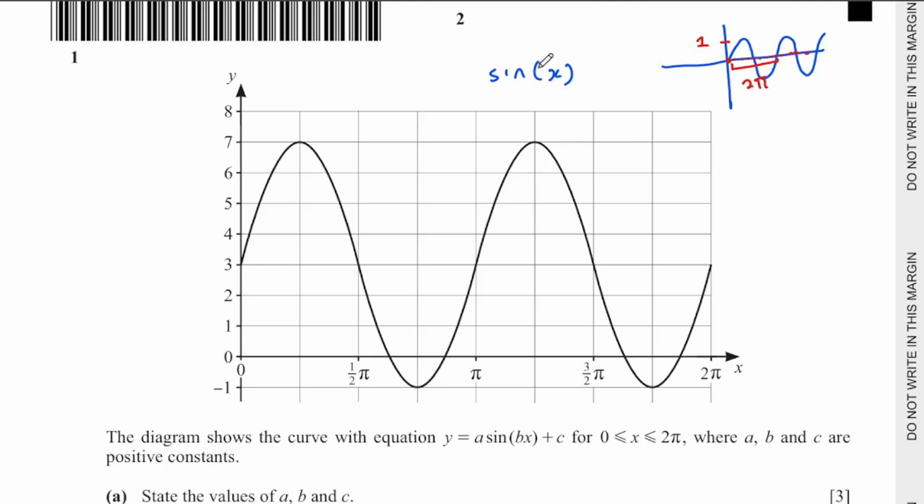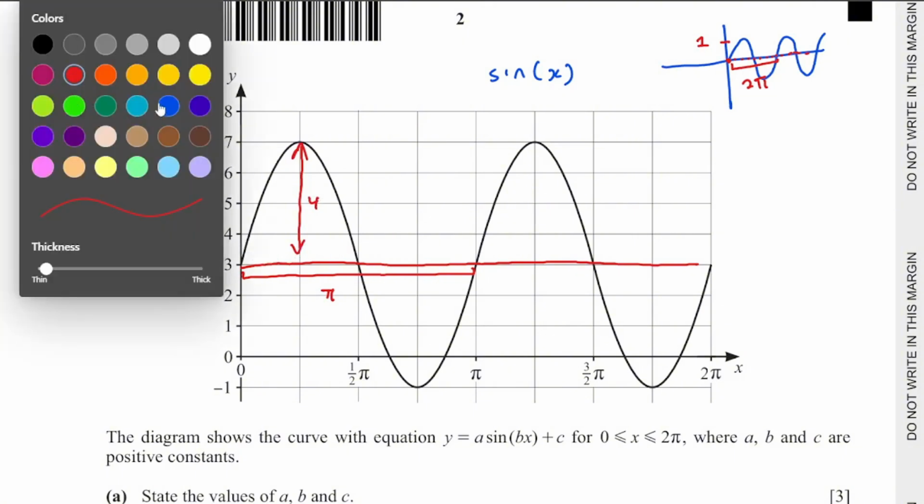So for this one right here, we can see that the center, which is in between the top and the bottom, is right here. Then we see that the amplitude is this right here, and then obviously one revolution is going to be pi instead of 2 pi. 3 to 7, this is 4, and the center is at 3.